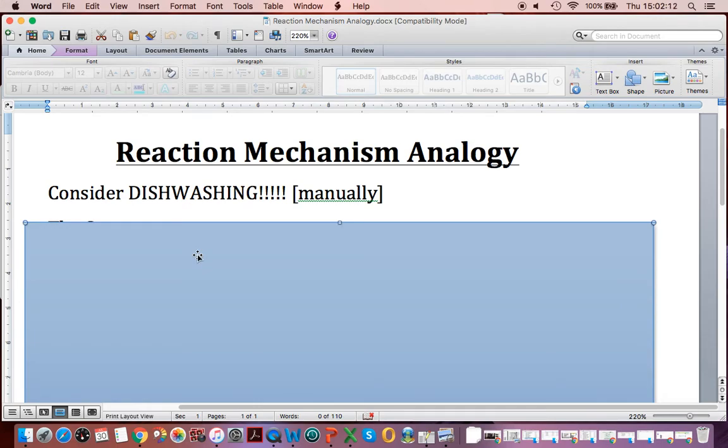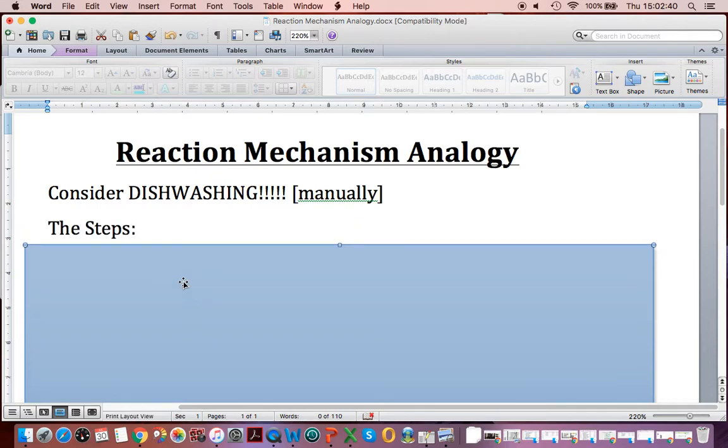Good day. This is entitled Reaction Mechanism Analogy, and this is useful when we start moving on to our next PowerPoint, which is our reaction mechanisms and figuring out rate determining steps. But we want to think about something that's different from looking at a bunch of little chemical reactions. And we're going to consider a process you may be able to relate to, and that is dishwashing, and we're not using the dishwasher here.